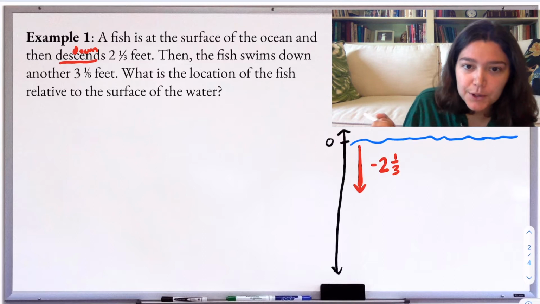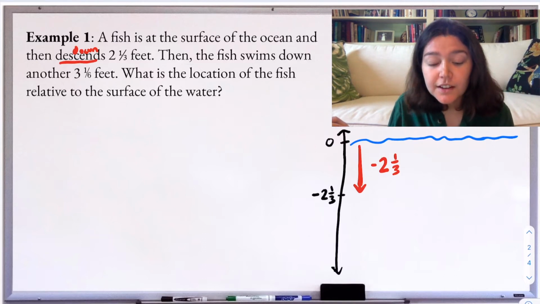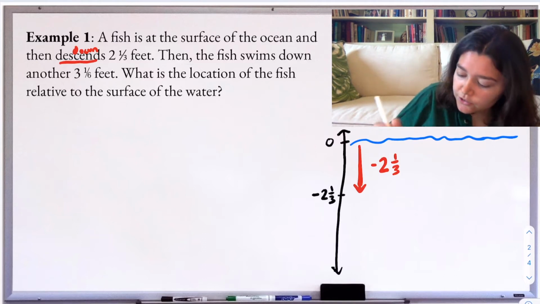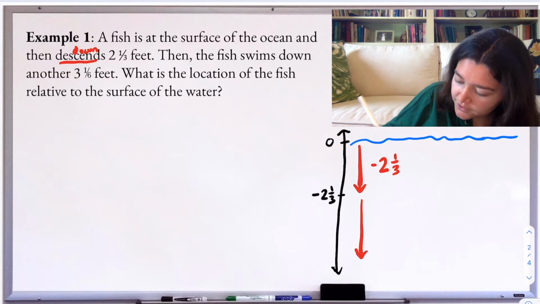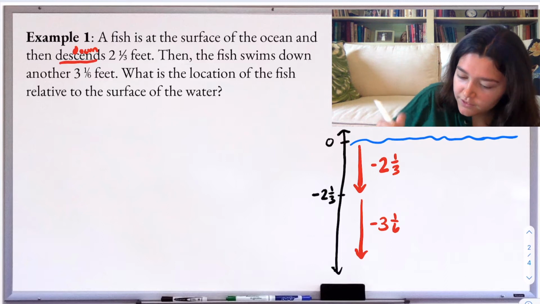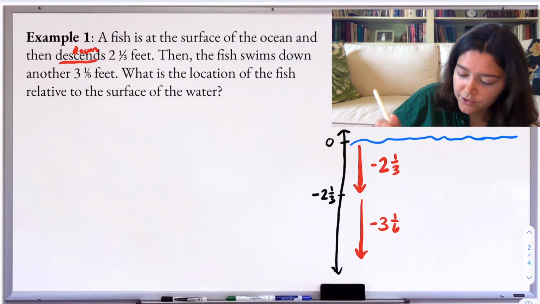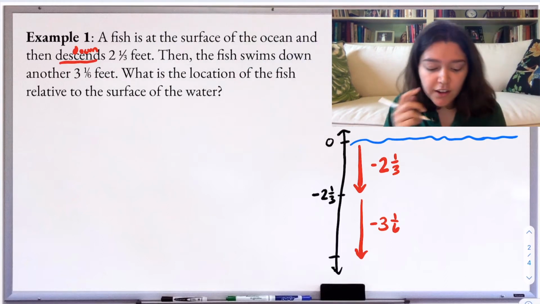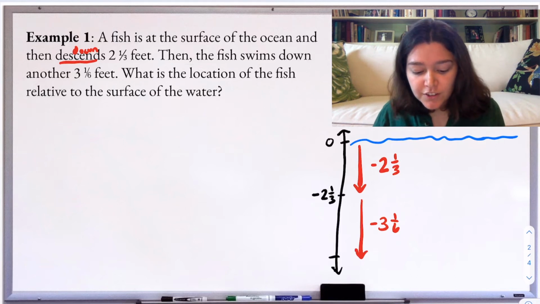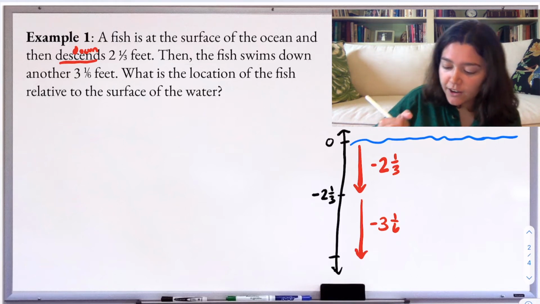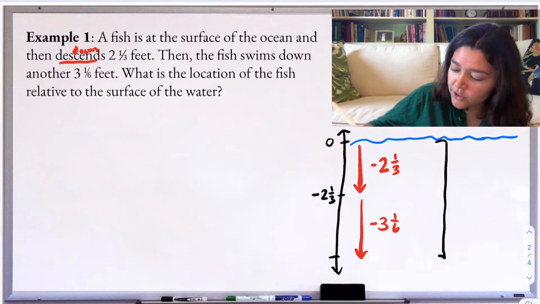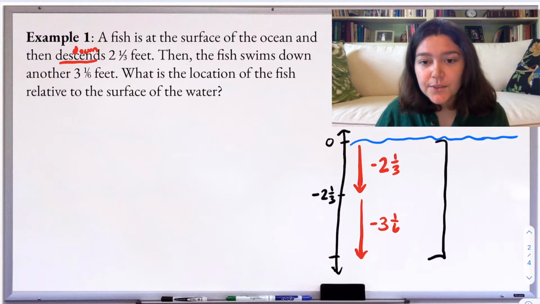We know that descend means to go down, so that's going to tell us we have a negative number. Then the fish swims down another 3 1/6 feet. So from that position, we're going down another 3 1/6 feet. And we need to figure out what is the location of the fish relative to the surface of the water. So how far is this distance total? How far did the fish go down?